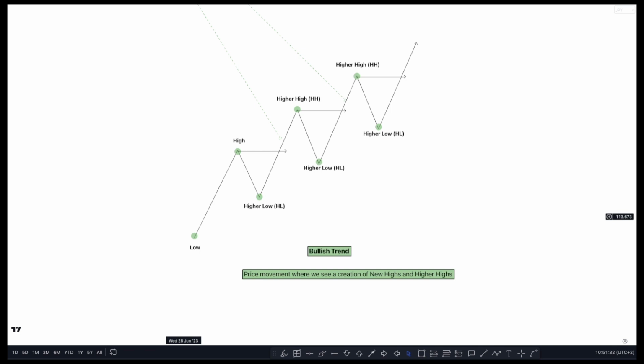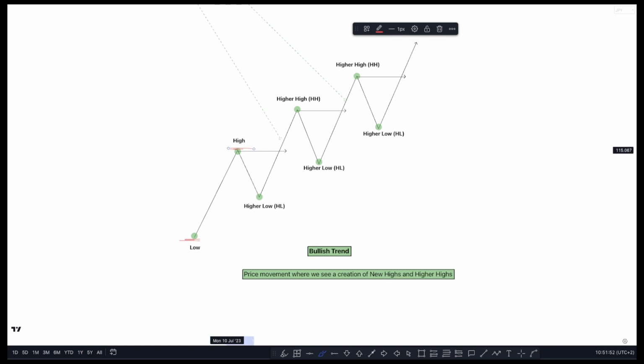So reading just the structure right here, without any contradicting thing, or just as simple as it can be. This is where the price created its low. This is where price created a high. That's the very first 2 points that will be creating a trend.